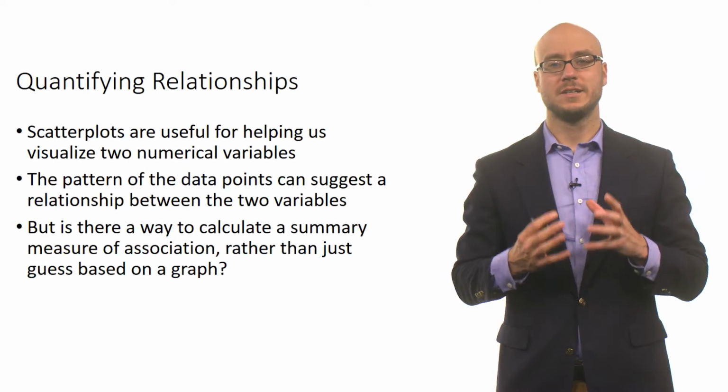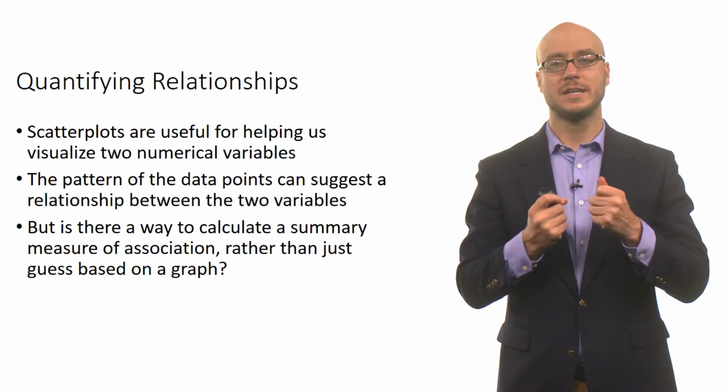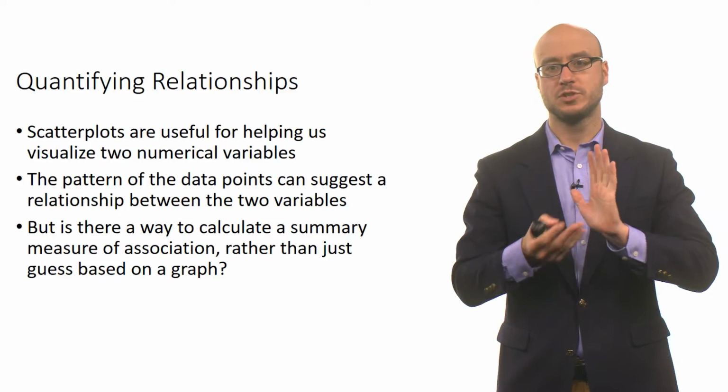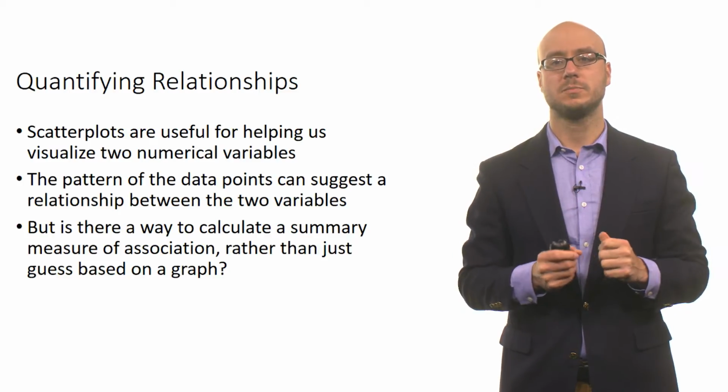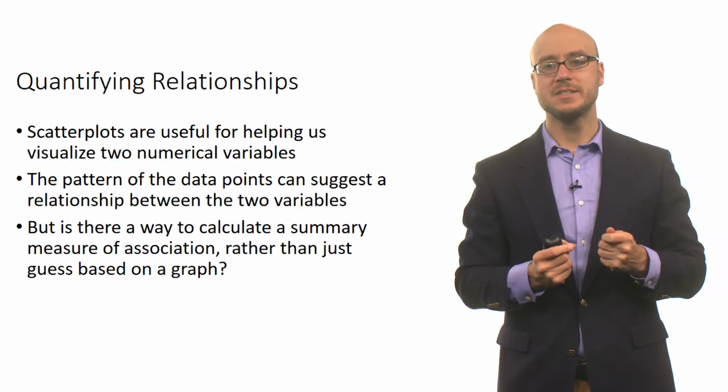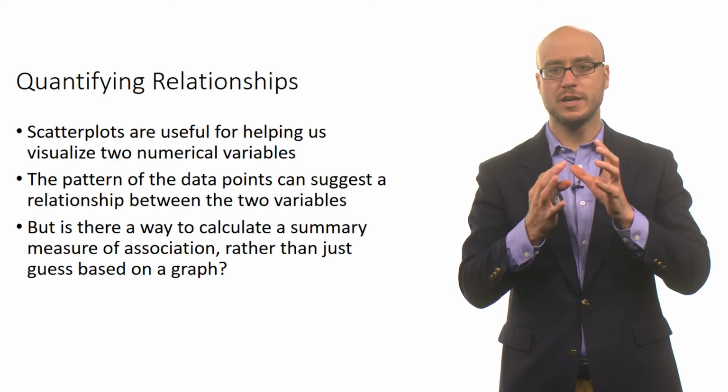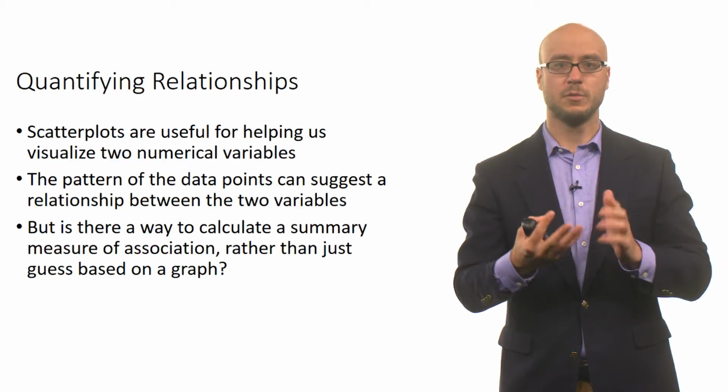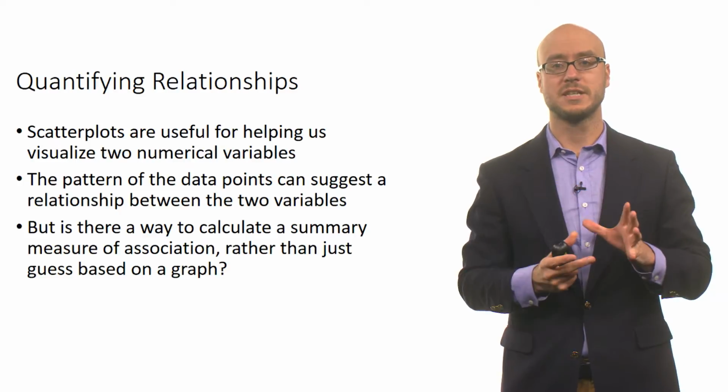So we've looked at scatter plots, and we've looked at how you can look at relationships between two numerical variables. But rather than just guessing or trying to intuitively understand a relationship between two numerical variables based on a scatter plot, we want to know, is there a way to calculate just an overall measure of association between two numerical variables rather than just looking at a graph?